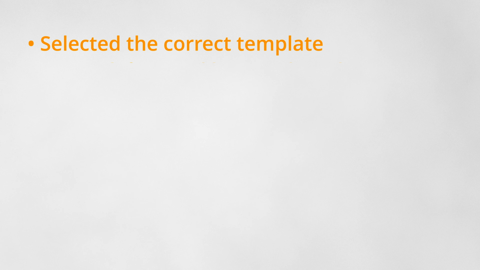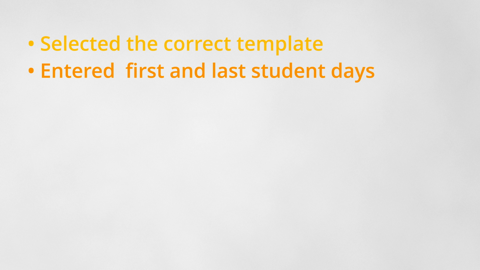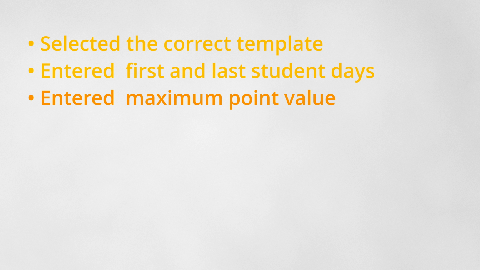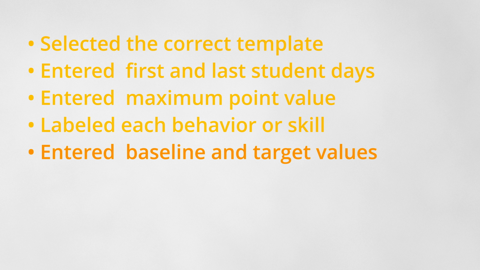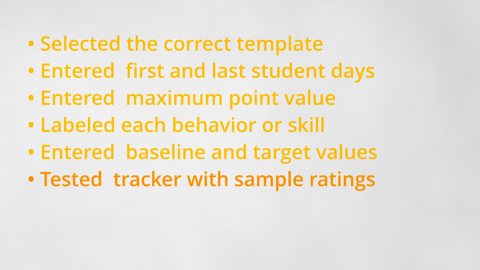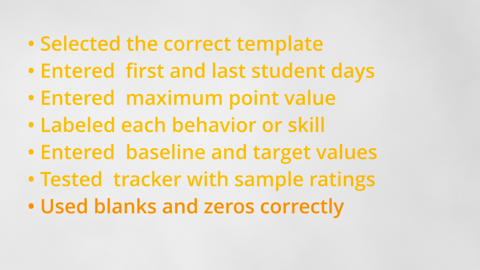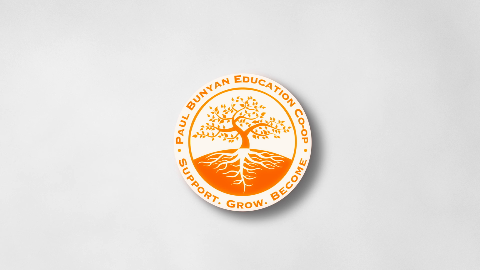Before beginning daily use, confirm that you have selected the correct template, entered the first and last student days, entered the maximum point value, labeled each behavior or skill, entered the baseline and target values, tested the tracker with sample ratings, used blanks and zeros correctly, and located the automatically generated graphs. You are now ready to set up one of PBEC's point sheet trackers, enter a sample day of rating, and confirm that the spreadsheet is functioning correctly.